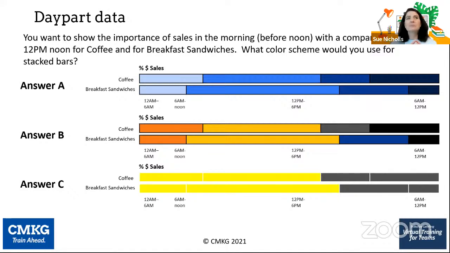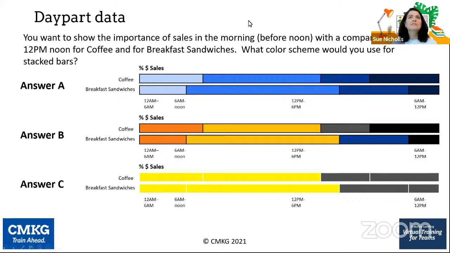In this example, it's coffee and breakfast sandwiches. So you can see the time periods: 6 a.m. to noon, noon to 6, and 6 p.m. to 12 a.m. These are the results that happen in sales, and some pretty compelling information here. The top one is the way that I would typically get this information when I pull the data.